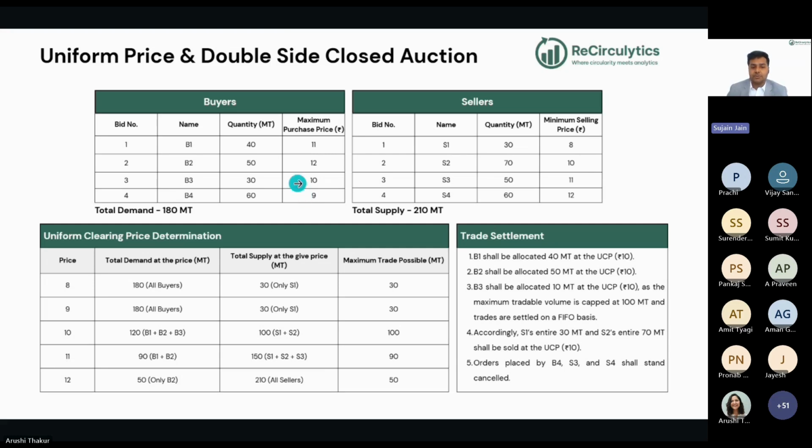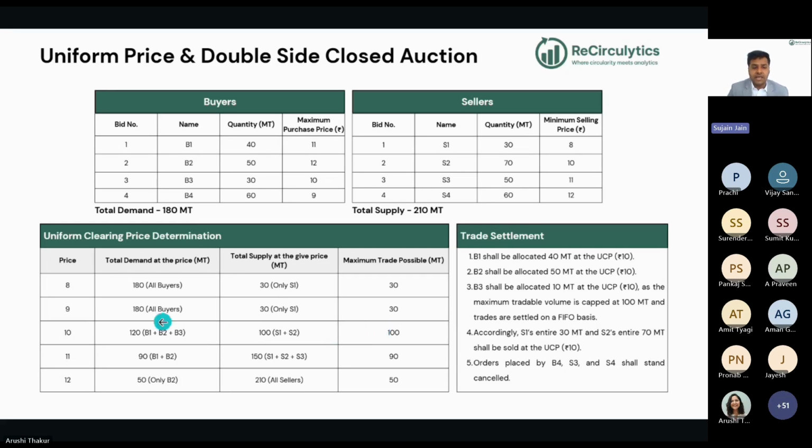Subsequently, at 10 rupees on the supply side, we have S1 and S2 who are willing to offer at 10 rupees also. So we have a demand of 120 and a supply of 100. So in this case, the maximum trade that would be possible is 100 tons.